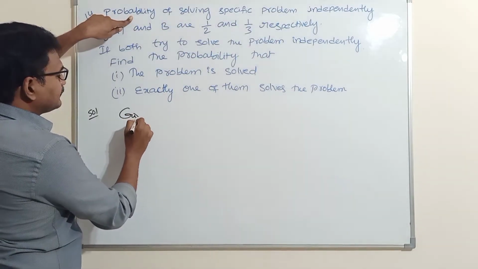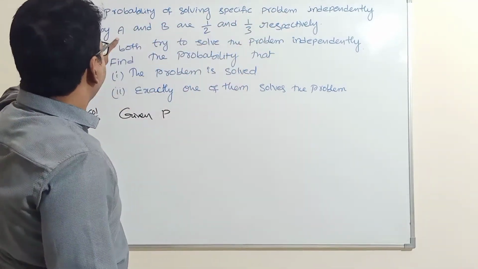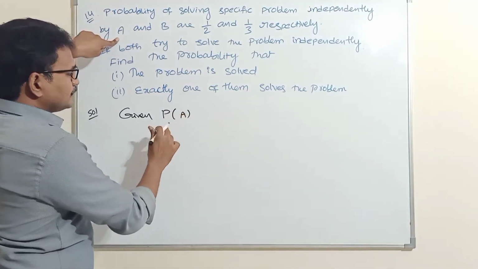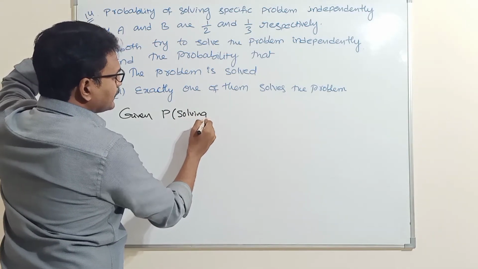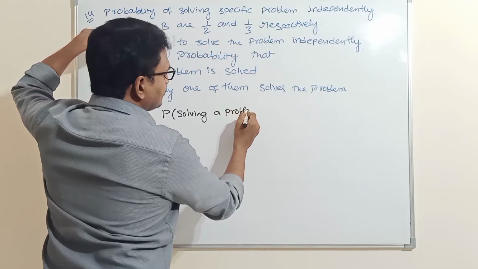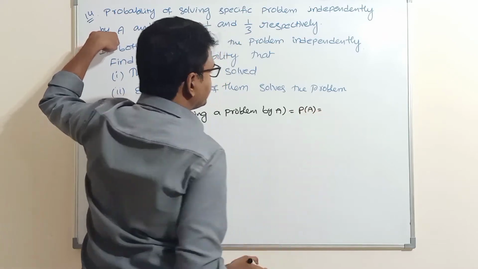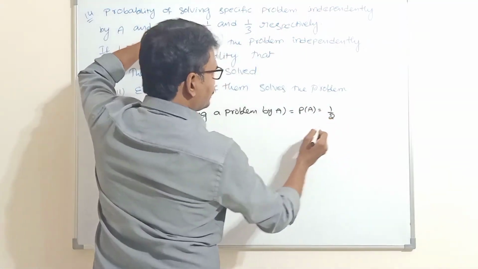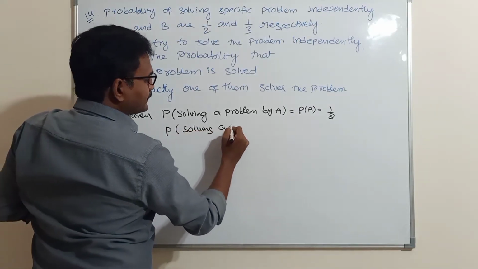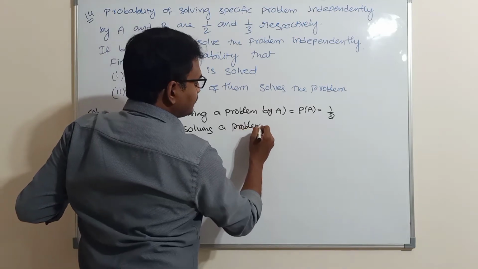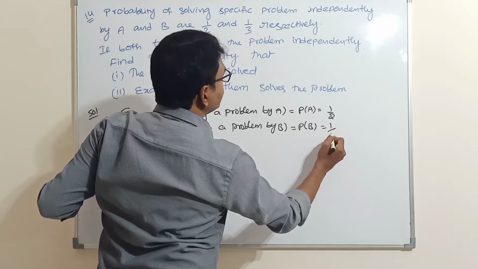Probability is given; probability means P. The probability of solving the problem by A, I am simply writing as P of A, is 1 by 2. Similarly, the probability of solving the problem by B, I am writing as P of B, is equal to 1 by 3.